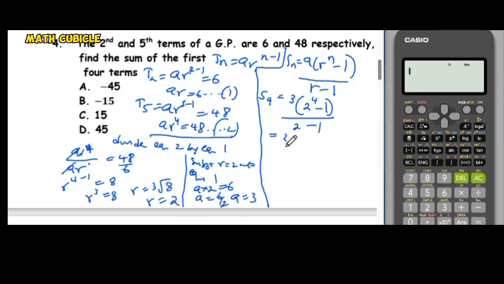So that becomes 3 open bracket, 2 raised to power 4 is 16 minus 1 divided by 2 minus 1 is 1. That's 3 times 16 minus 1 is 15. So the sum of first 4 terms is 3 times 15, that's 45. So option D is our answer here.